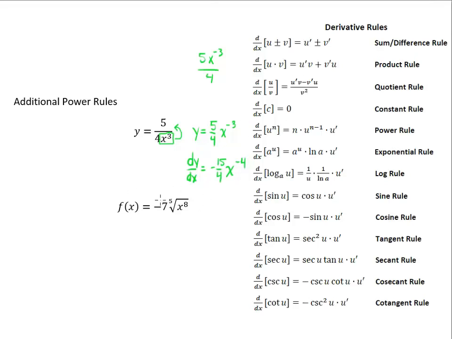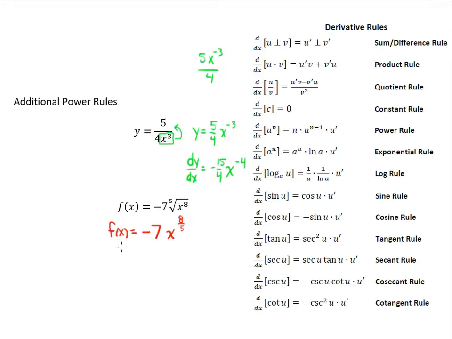Okay. So right here we've got a radical, and you'll notice over on my list of derivative rules, I don't have a radical rule. But that's because with a little bit of being proactive, we can make this into a power rule. If you remember, your radicals can be written as rational exponents. So I'm going to leave the negative 7 alone, and my base is x. When I have a radical like this, the index value right here becomes the denominator of the rational exponent. So this is really x to the 8/5 power. This fifth root of x to the 8th and x to the 8/5 power are the exact same thing.